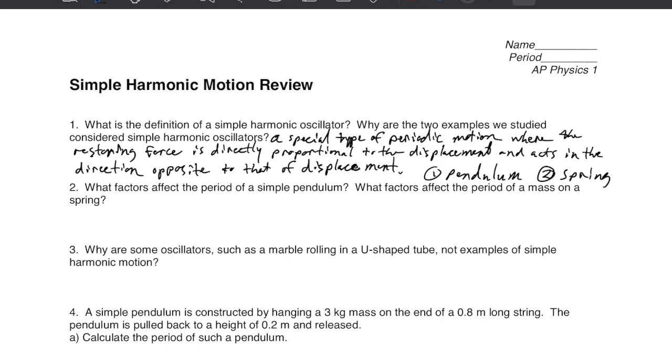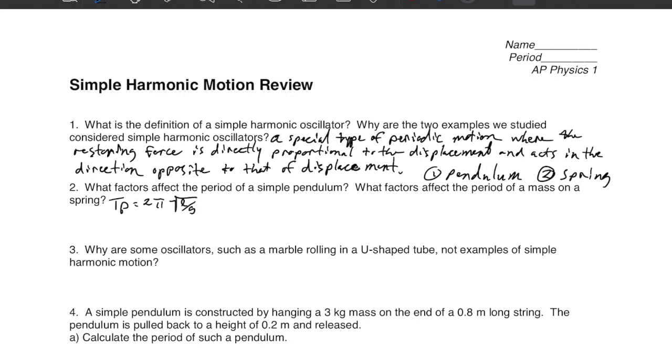Number 2, what factors affect the period of a simple pendulum? What factors affect the period of a mass on a spring? In order to calculate these or answer the problem, we need to know what the formula is, and from the formula we'll know what variables are important.